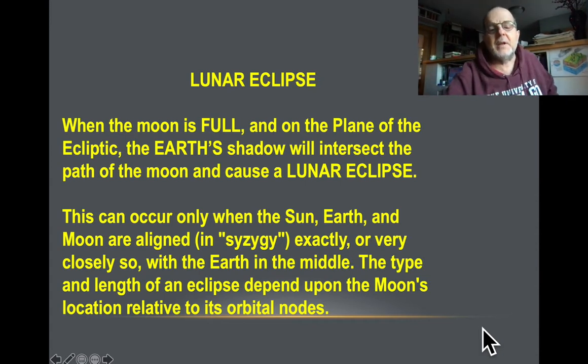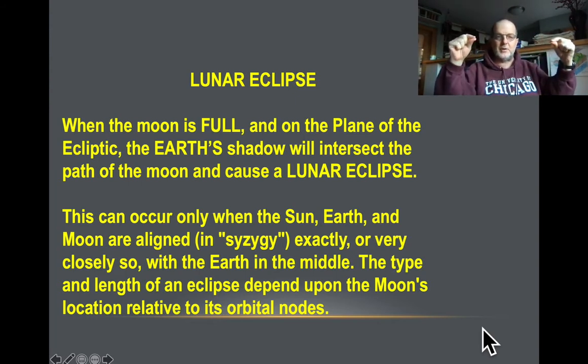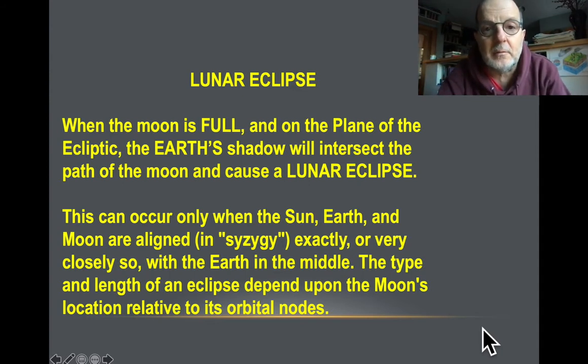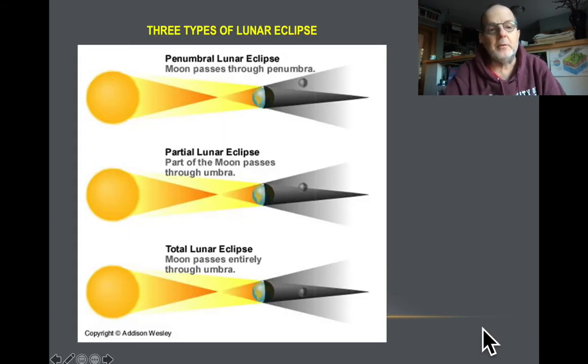The type and length of an eclipse depends upon the moon's location relative to these lunar nodes, these points of intersection with the plane of the ecliptic that happen every lunar cycle, but only occasionally in the full or new phase. Full giving us a lunar eclipse. 3 types of lunar eclipse.